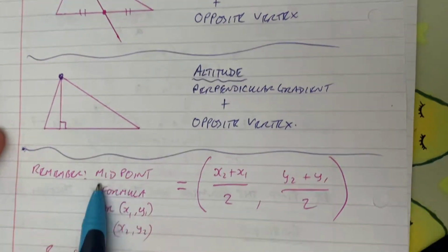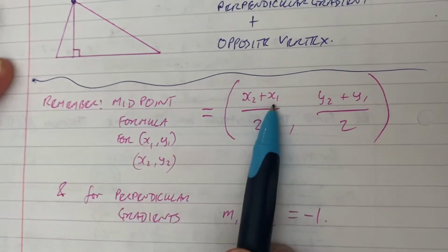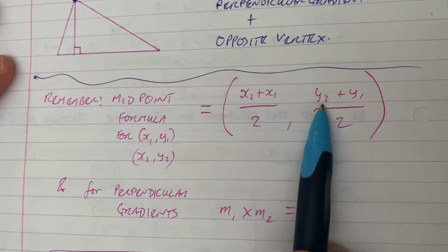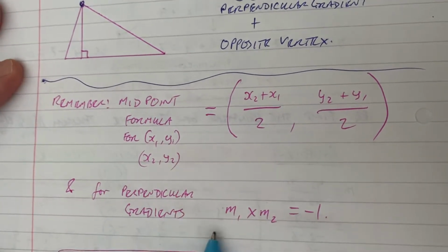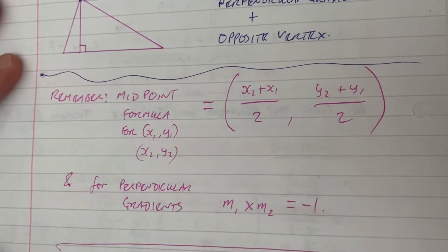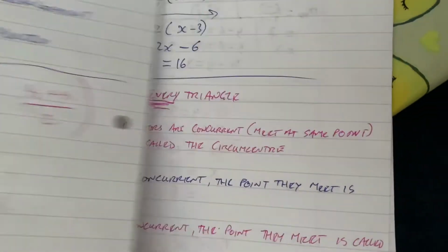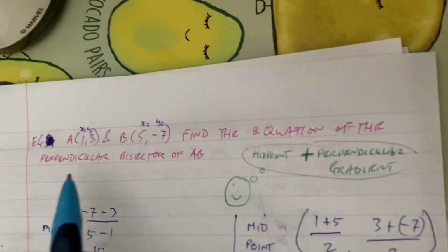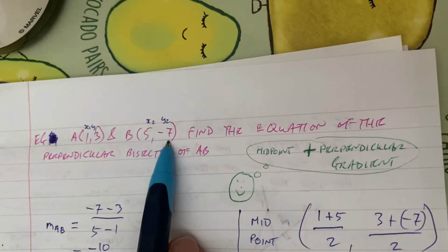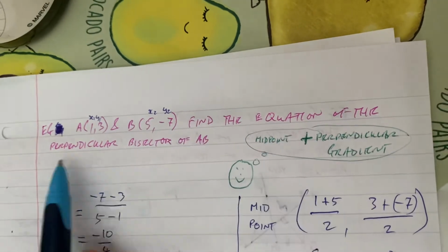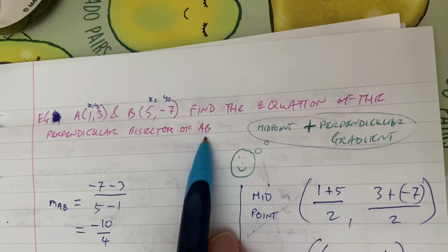Just reminding you, midpoint is x1 plus x2 over 2, y1 plus y2 over 2. And remembering for perpendicular gradients, m1 times m2 equals -1. So taking our first example, A is (1, 3), B is (5, -7). Find the equation of the perpendicular bisector of AB.